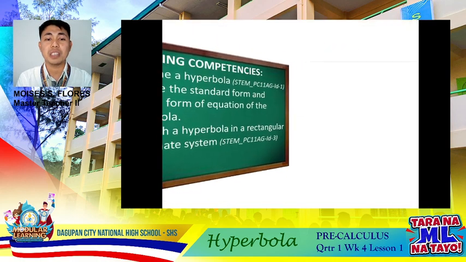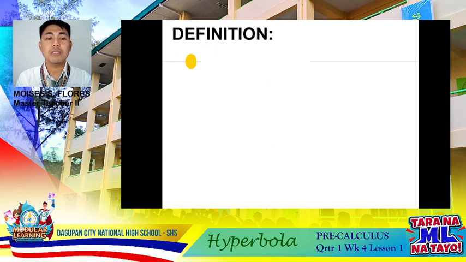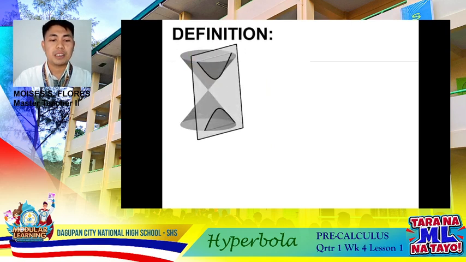Okay, let's proceed. Take a look at this figure again. If the plane intersects both halves of your double cone but does not pass through the apex of your cones, that is now your hyperbola. It is a type of smooth curve lying in a plane, defined by its geometric properties or by equations for which it is the solution set.